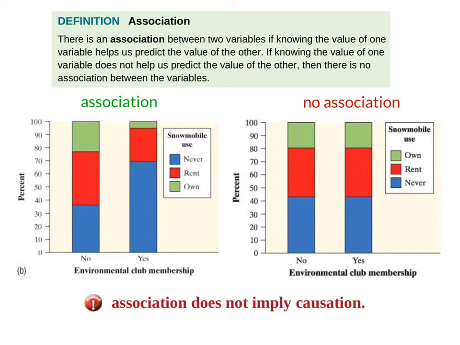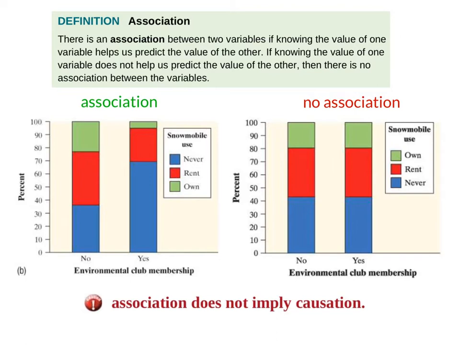So not every piece of data or frequency relationship has an association. For example, with our snowmobile environmental club use segmented bar graph right here, there's an association. We could say that environmental club members were much less likely to rent or own snowmobiles. In fact, it's much more likely that they will have never used a snowmobile than, say, non-environmental club members. They are more likely to rent or have owned a snowmobile.